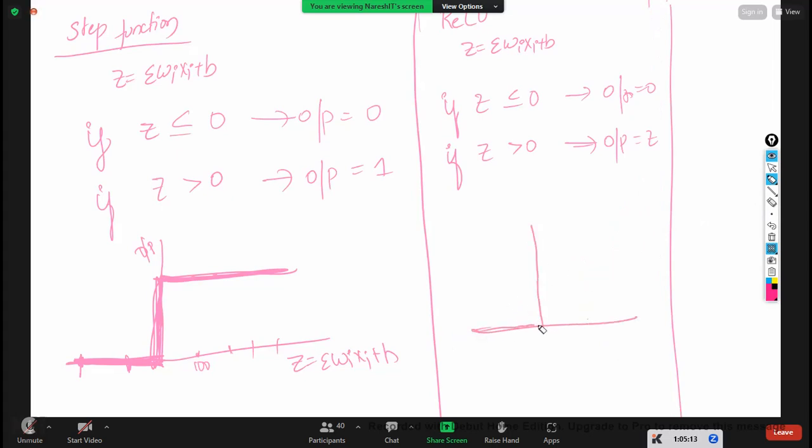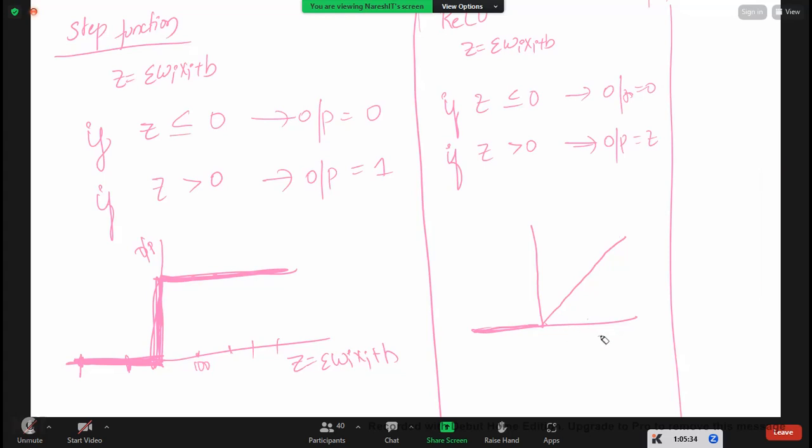So left side values will be with respect to a straight line like this. Right side value is going to be a straight line like this. Is that clear? Left side, everything will be neutralized to 0. Right side, whatever the value is there, that is the output.